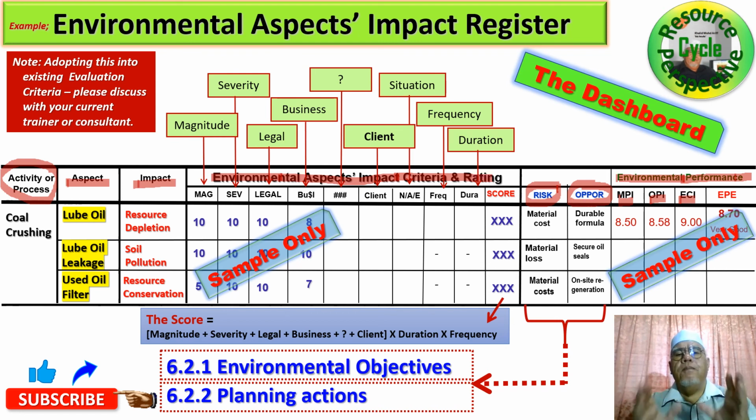This is the important one, I would say, for the environmental management system. So please consult your respective consultants, trainers, and advisors for your environmental management system. Discuss with them about this, and I believe your consultants have ideas, probably better ideas, to have a better presentation of what is called the aspects impact register.